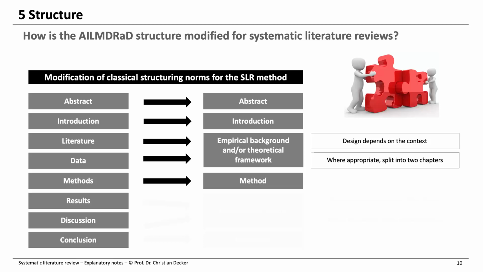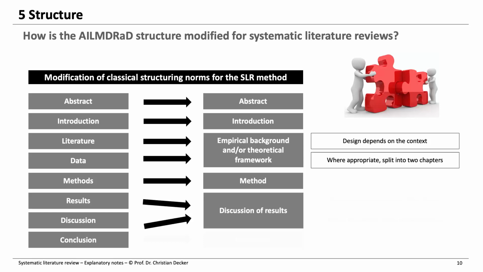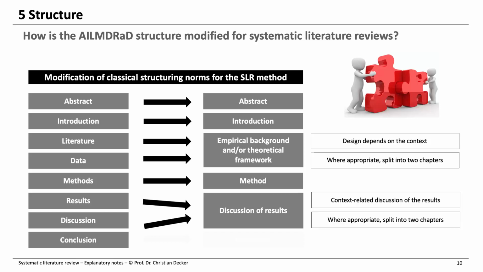In many cases, the elements results and discussion are transformed into one chapter, which contains a context-related discussion of the results. However, in the case of quantitative data, it could be helpful to split the presentation into two chapters. In this case, the numerical results would be presented in an isolated form first, before a separated discussion of these results takes place. The element conclusion remains unchanged.